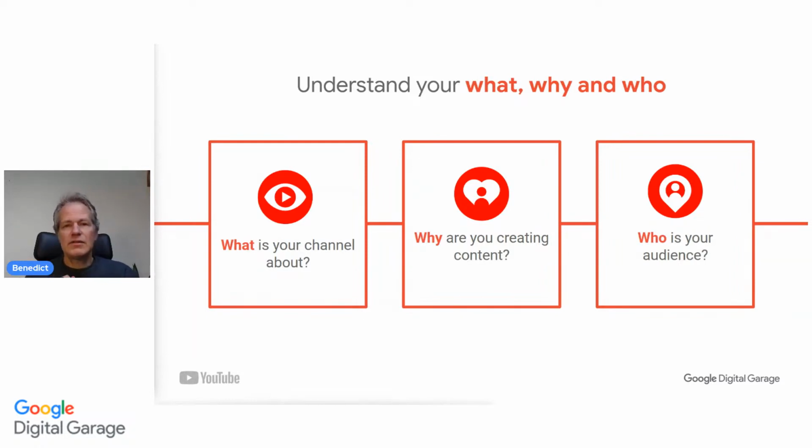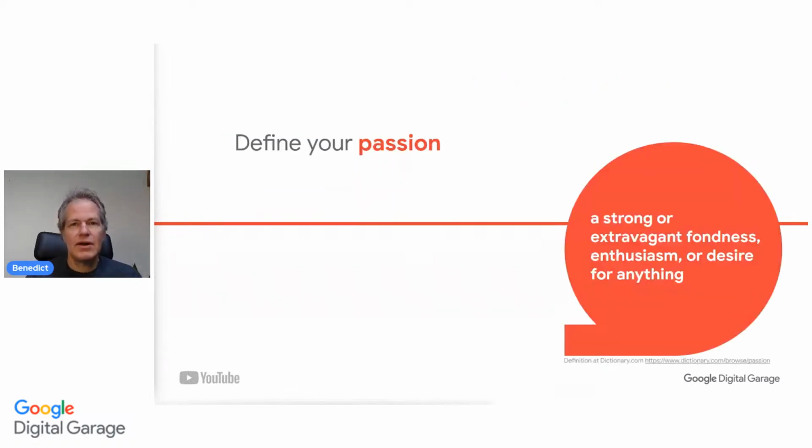All right, let us now start off with the what. What is your channel about? Okay, so let's have a look at this. So defining your passion. All right. A strong or extravagant fondness, enthusiasm, or desire for anything. So that's a particular definition we have here for passion. So what is your channel going to be about?